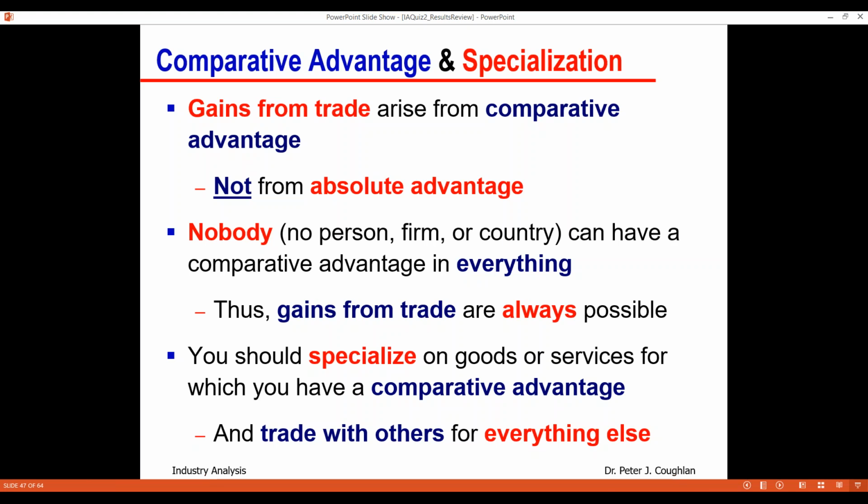Therefore, gains in trade are always possible. There's always going to be somebody else with a comparative advantage in something for which you could trade. So you should specialize in goods or services for which you have a comparative advantage and trade with others for everything else. Let them produce the things where you don't have a comparative advantage. And again, you cannot possibly have a comparative advantage in everything.